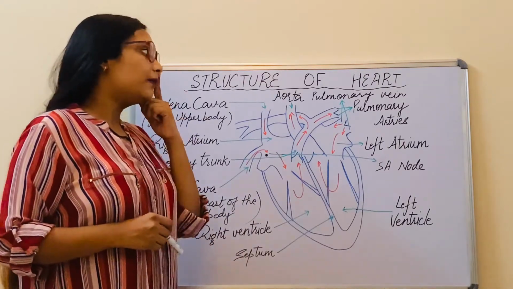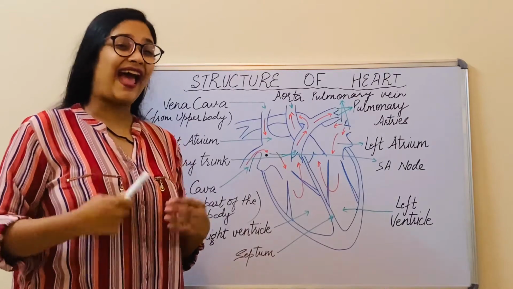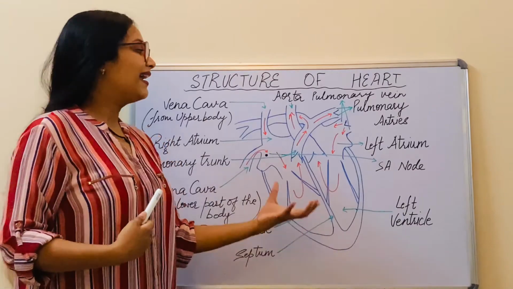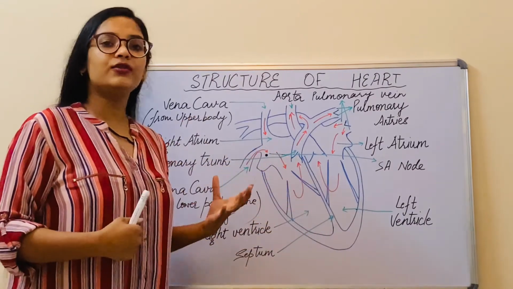And please read through your books today itself so that you understand everything and actually understand how this small muscular organ can actually pump around 5 to 6 liters of blood all throughout our body.